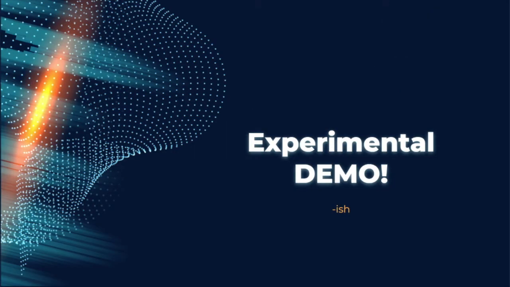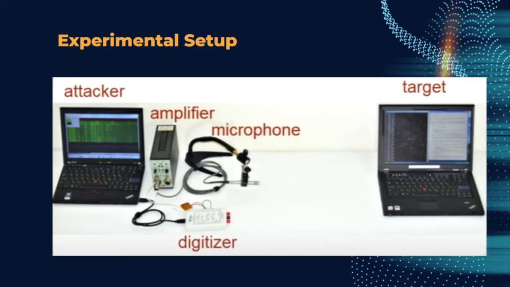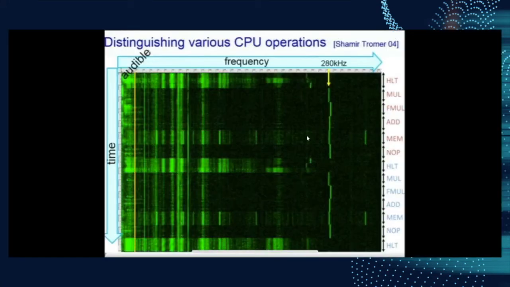Moving on to our virtual demo, which largely uses slides borrowed from the original presentation as we are unable to replicate the setup ourselves. What you need first is a microphone, an amplifier, and a digitizer. The target PC is running the GNU implementation of the RSA algorithm, which we'll discuss in a second. The motherboard emits sounds which are picked up by the microphone, go through the amplifier, and then the digitizer creates a spectrogram, which looks like this. From the spectrogram, you can see what instructions were being carried out on the motherboard, on the CPU.